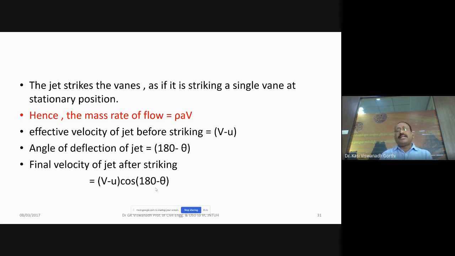It is not A into (V minus U). You don't need to consider the relative velocity or the effective velocity. It is the absolute velocity of the liquid jet directly. The reason being, since you have a number of vanes which are connected over the periphery of a wheel, if the liquid jet is striking the first vane, it moves away, leading to the rotation of the wheel, which results in the second vane coming in position.